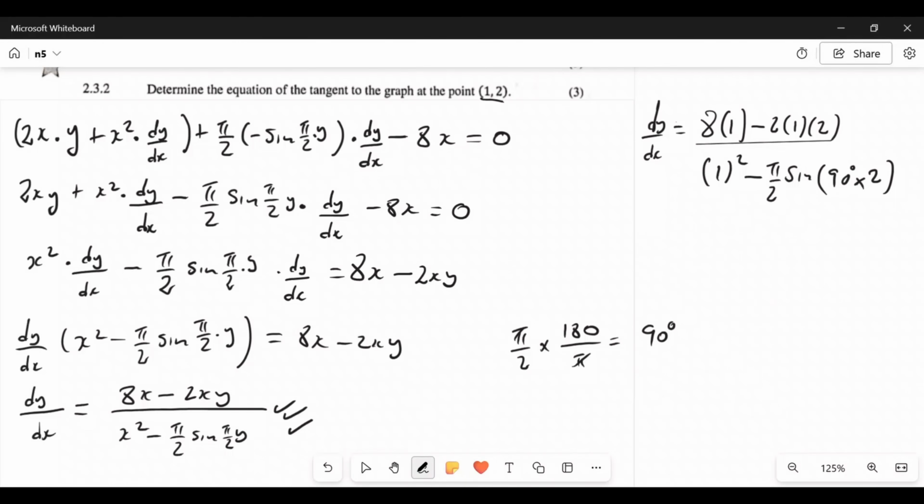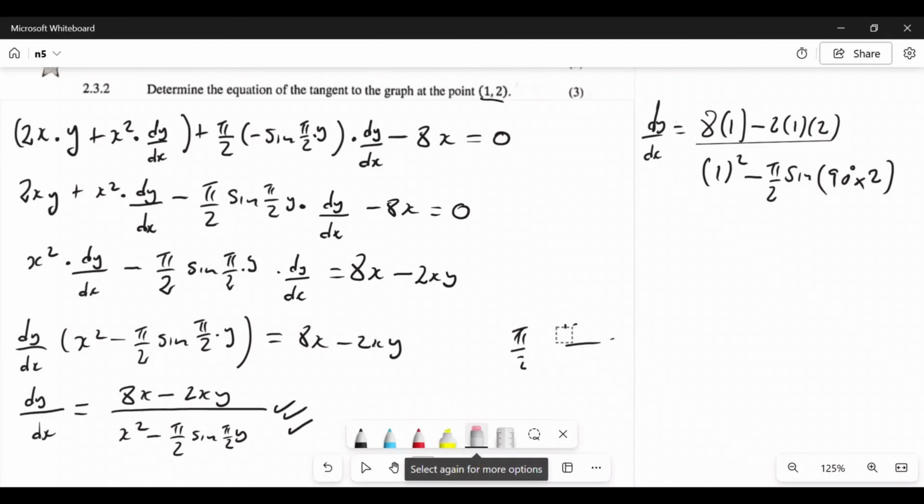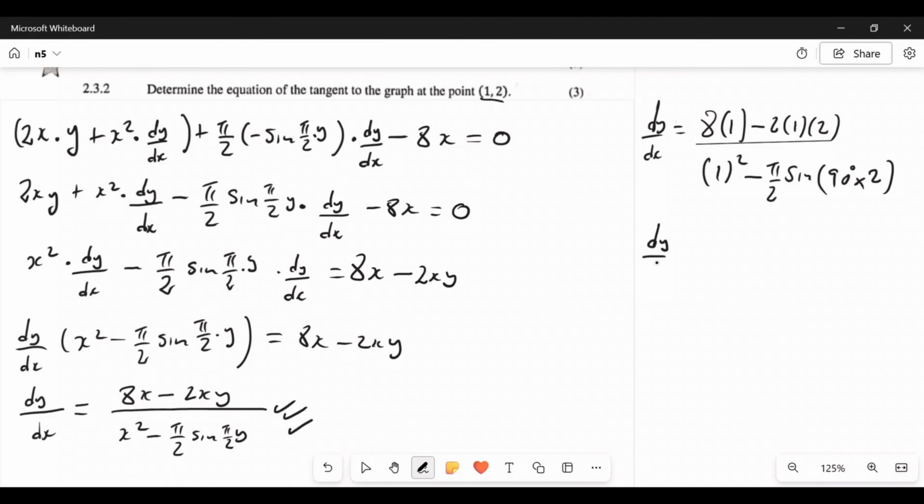Then you put this on your calculator. Let's put it on our calculator. For dy over dx, if you put it inside the calculator, our final answer is going to be 4 on the numerator divided by 1 minus 0. So the final answer, dy over dx, is actually 4. All right, so from here, what you should do is determine the equation of the tangent.